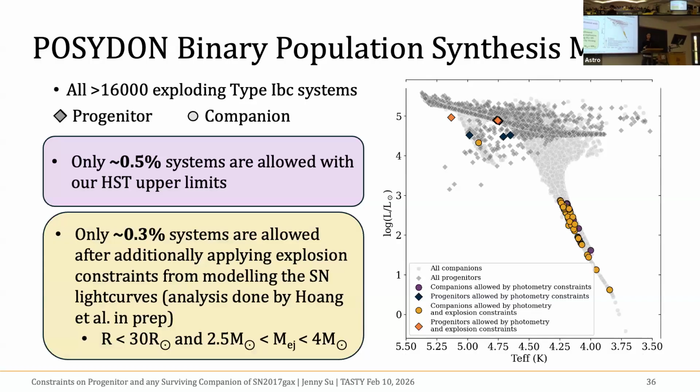Additionally, we also have some constraints on the progenitor radius and the ejected masses through direct modeling of the light curve. This analysis is done by someone else at UC Davis, but applying those additional explosion constraints, we're able to further narrow the percentage down to around 0.3%. This seems too good to be true because we only had non-detections and we're able to pinpoint where the progenitor and companion stars are to such a narrow range.